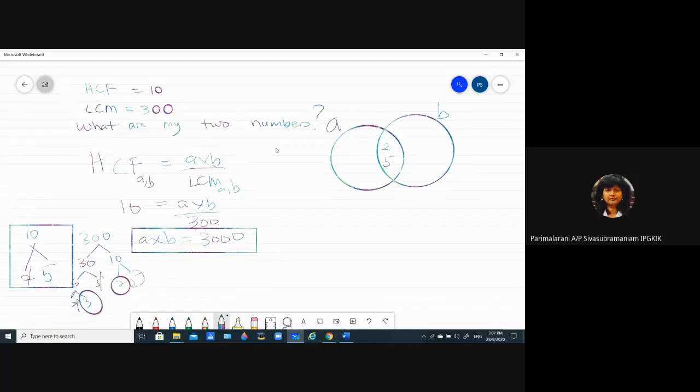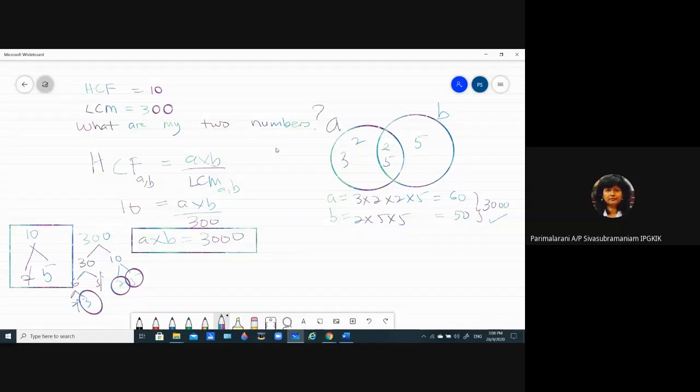Where are we going to put these? Can we put 3 here? Can we put 2 here? Can we put 5 here? If I do that, what is A now? A is 3 times 2 times 2 times 5. B is 2 times 5 times 5. So A is 10 times 6, which is 60. B is 50. What is 50 times 60? Is it 3,000? Yes. So this is correct.